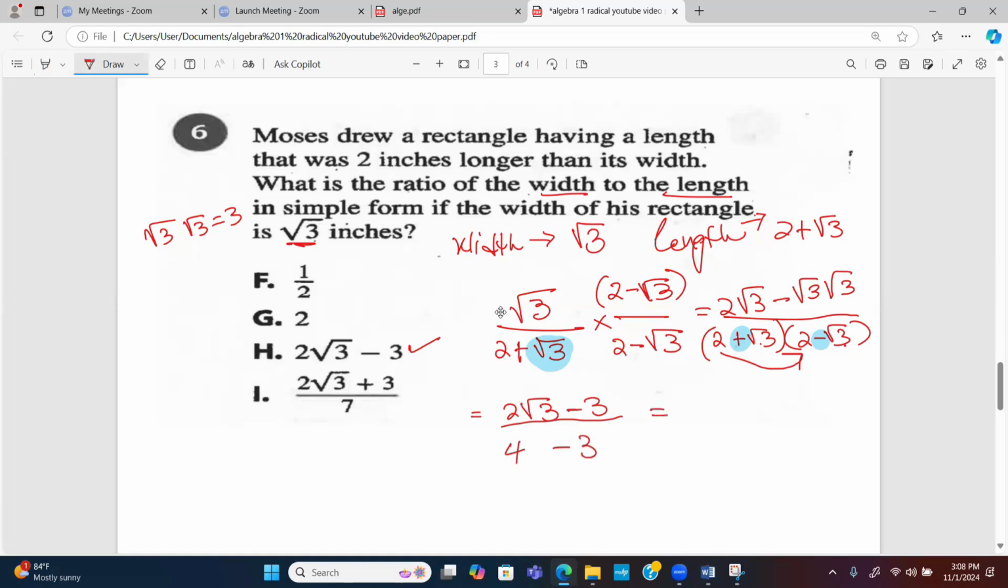So my final response is 2 square root 3 minus 3 over 1, which is the same thing as 2 square root 3 minus 3. So already I said the answer was H.